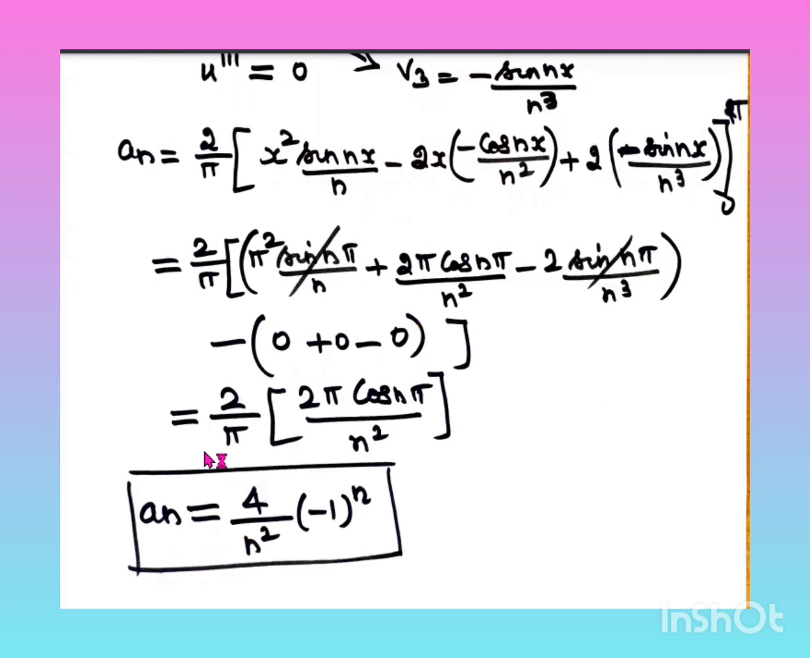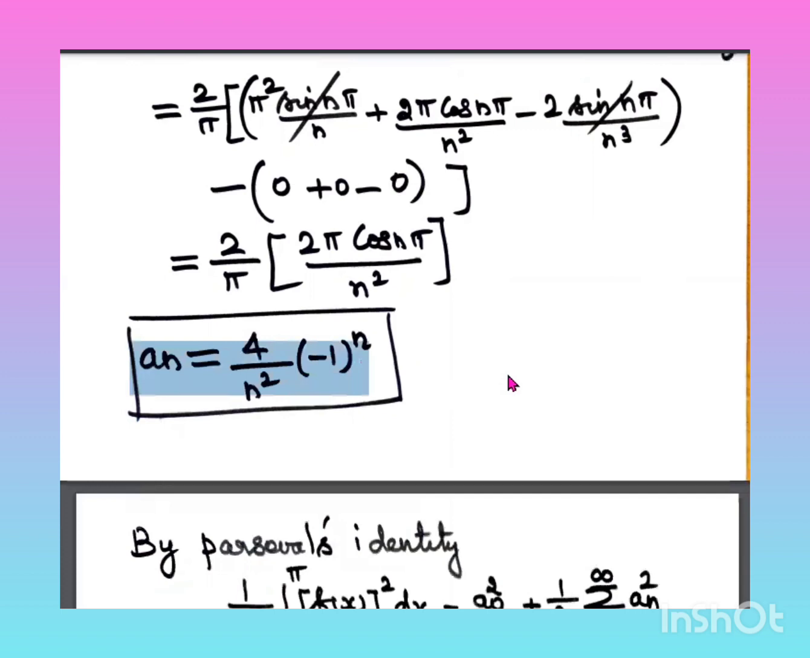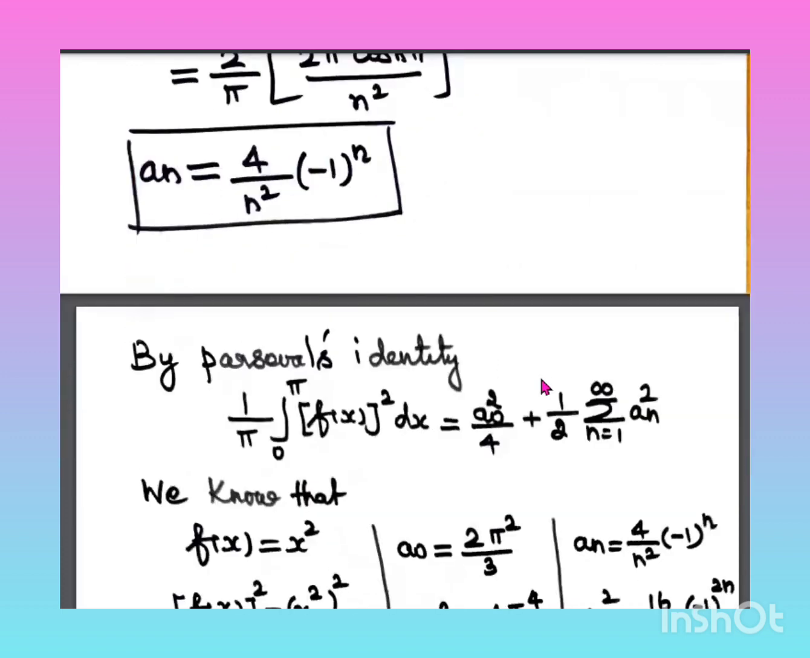Minus 1 power n. So 2 divided by pi, 2 pi cos n pi divided by n square. So an is equal to 4 divided by n square. Pi divided by pi cancels, so 2 2s are 4, 4 divided by n square. Cos n pi can be written as minus 1 power n. So an value is equal to 4 divided by n square minus 1 power n. This is the an value.